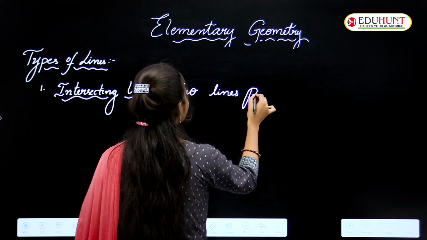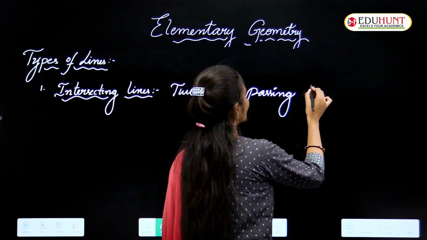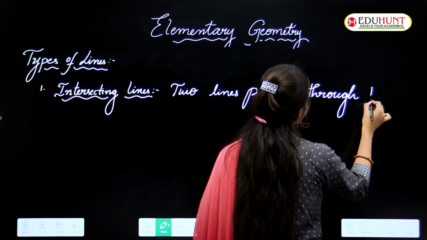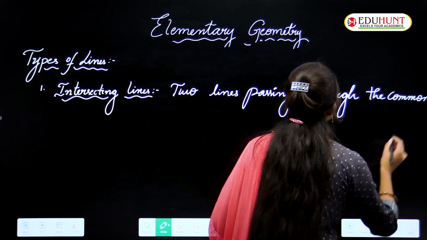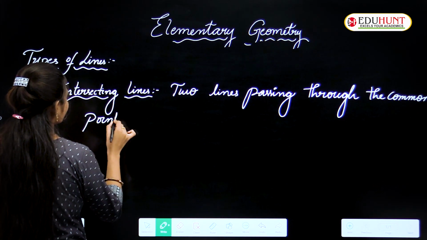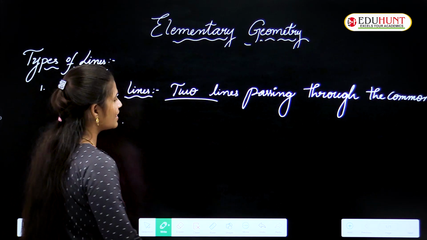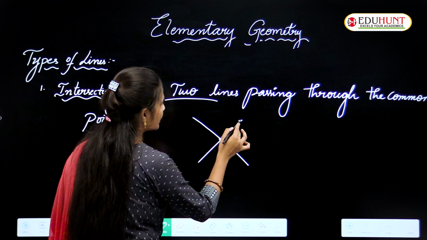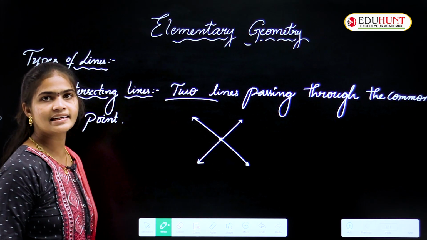Two lines passing through the same common point. Okay, then we will call those two lines intersecting lines. So here two lines are passing through the same common point. Okay, then we will call those two lines intersecting lines.